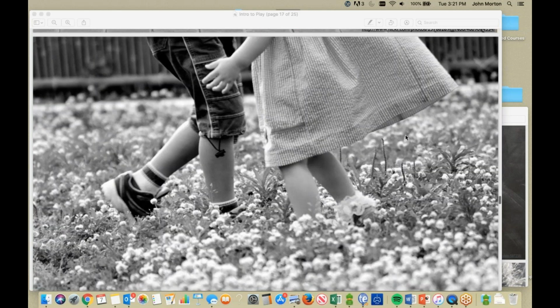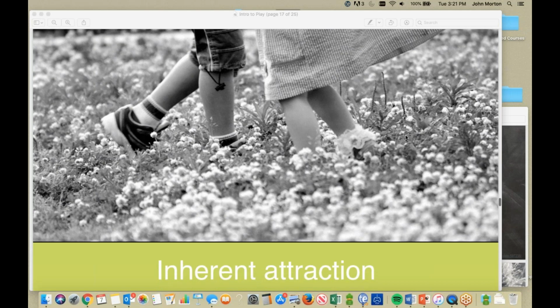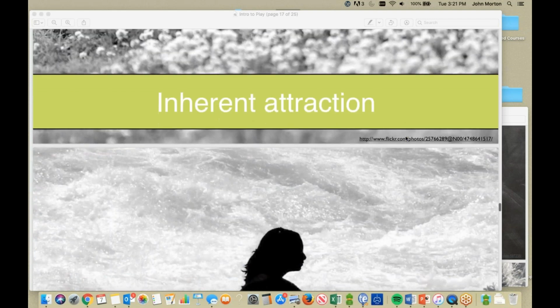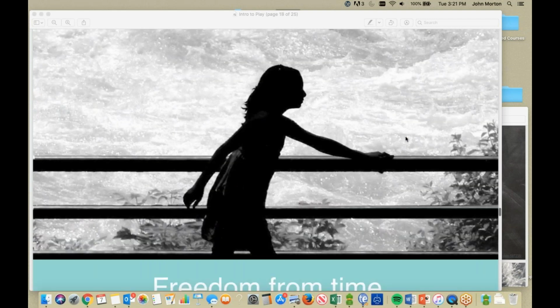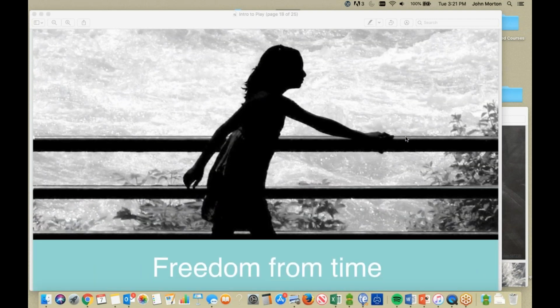So there's an inherent attraction to play. It's something that we know we like. We see other people doing it, and we want to join in, and so on and so forth. Freedom of time will show up a lot when we're playing. We lose track of time.